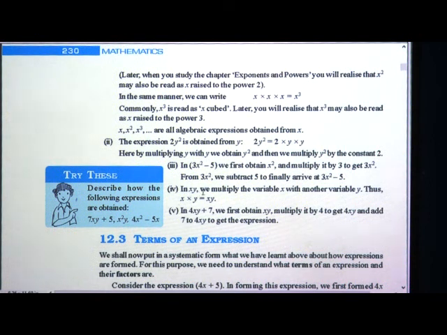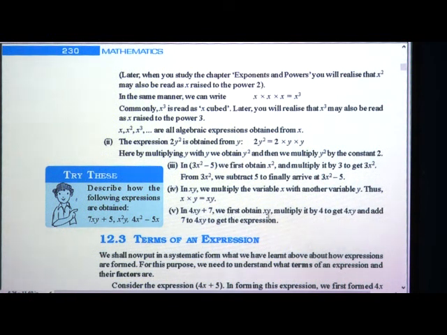Now, in xy we multiply the variable x with another variable y. Thus, x multiplied by y is equal to xy. Already I was saying that there is a multiplication sign between two variables or a constant and a variable. So, we write here x multiplied by y. In 4xy plus 7, 4 is a constant. Here we have variables x and y, which means it is nothing but x multiplied by y.